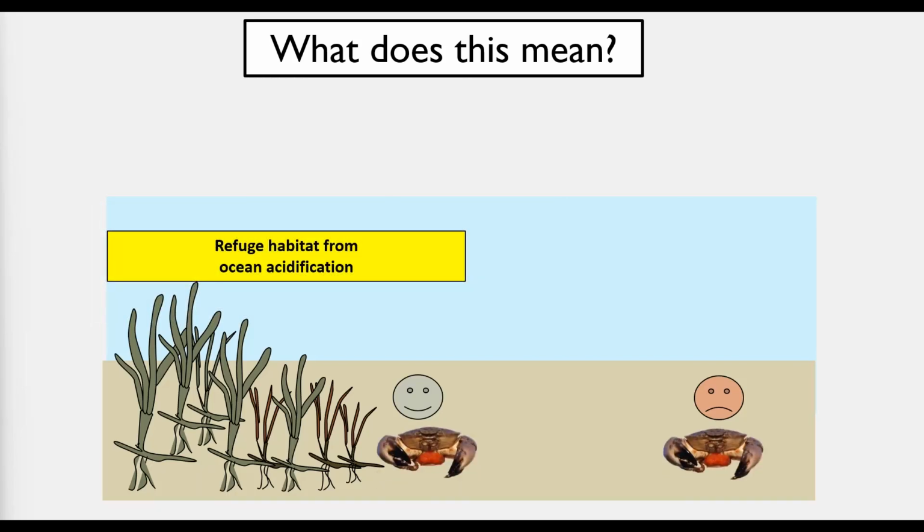So overall, our take-home message is that these seagrass habitats are providing a refuge for stone crabs from ocean acidification.